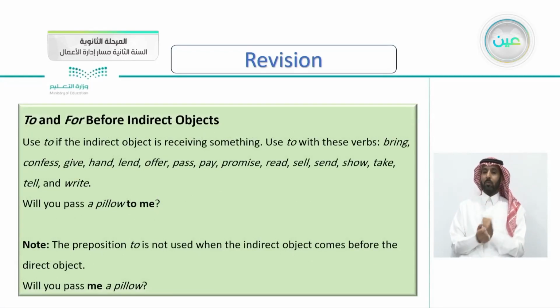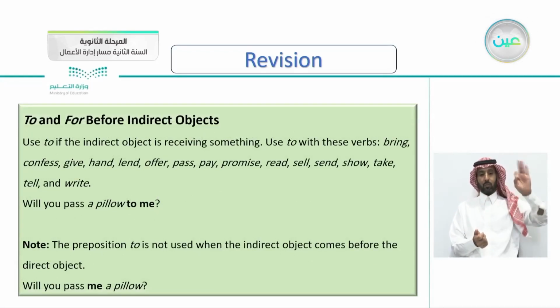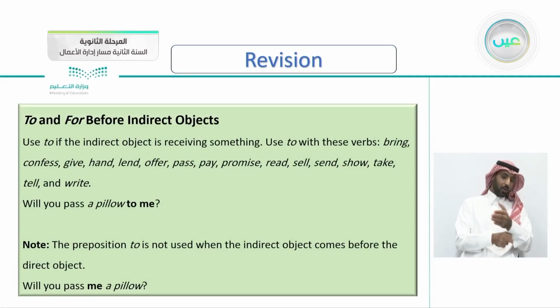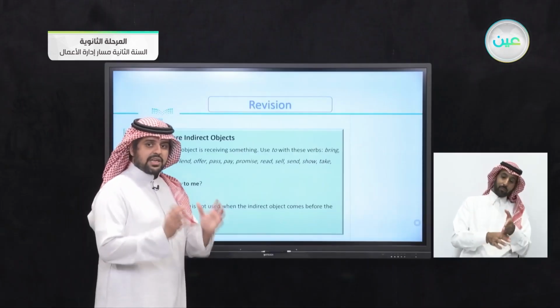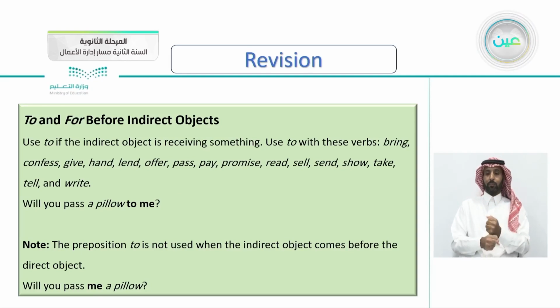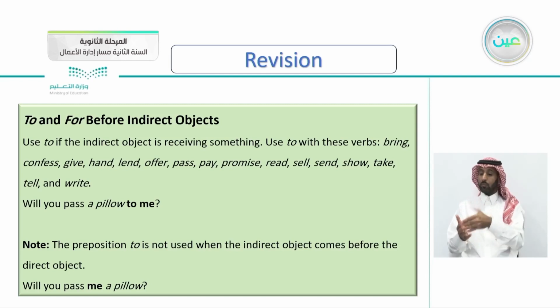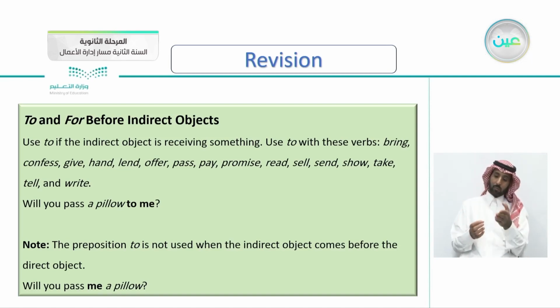Also, we took to and for before indirect objects. So now we know that to and for come just before indirect objects. We use to if the indirect object is receiving something. With to, we use verbs like bring, confess, give, hand, lend, offer, and etc. For example, will you pass a pillow to me? Note the preposition to is not used when the indirect object comes before the direct object.